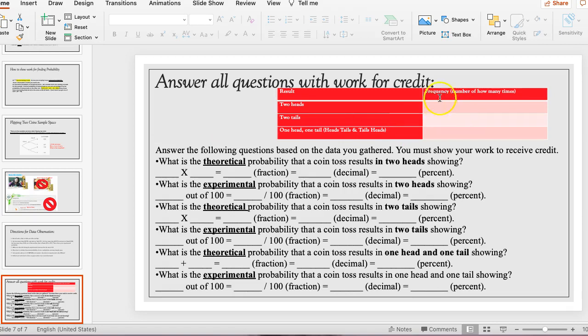So I've made my table. It's turned out red and pink. Don't know why, but no worries. Whatever table you decide to use.